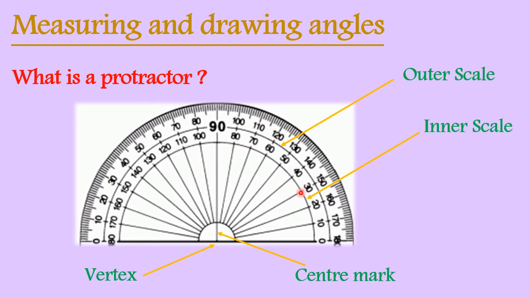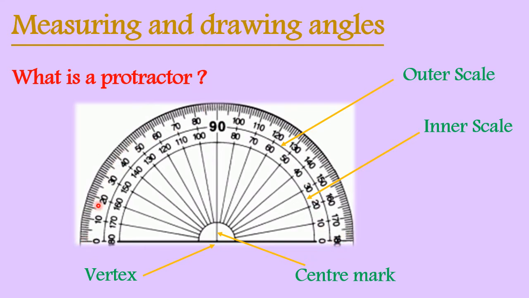Right, now look at these two scales. In the inner scale, from the right hand side, 0 is starting. Can you see, children? In this inner scale, 0 is starting on this side, that means the right hand side. But in the outer scale, 0 is on the other side, that means the left hand side. You have to remember that. In the inner scale, in the right hand side, 0 is there. In the outer scale, in the left hand side, 0 is there.